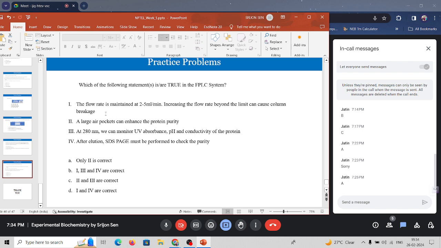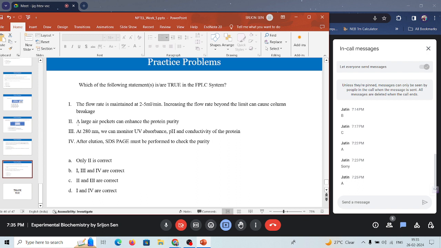So the flow rate is maintained at 2 to 5 ml per minute. Now if you increase the flow rate, it will damage the column because it cannot withstand such high pressure. There is a constant pressure that the pipelines or the machine needs to maintain. So one is correct. The next one is saying at 280 nanometer you can monitor UV absorbance, pH and conductivity of the protein. That is also correct. After elution, SDS-PAGE must be performed to check the purity. That is also a correct option.